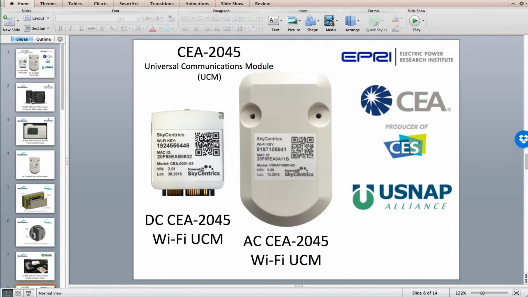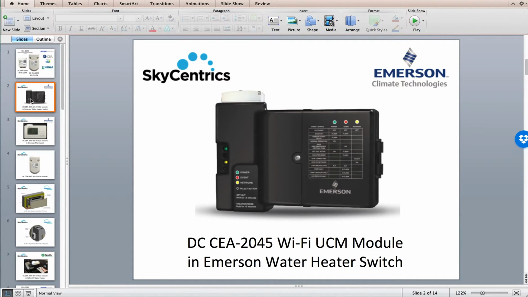The advantage of the standard is that module manufacturers like SkyCentrics can quickly team up with major manufacturers and connect their well-known brands of machines and appliances to the smart grid. Here you see a DC module inside an Emerson water heater switch. This can be retrofitted onto already installed 30-amp electric water heaters.